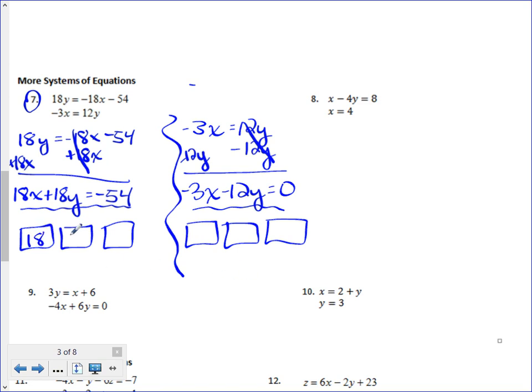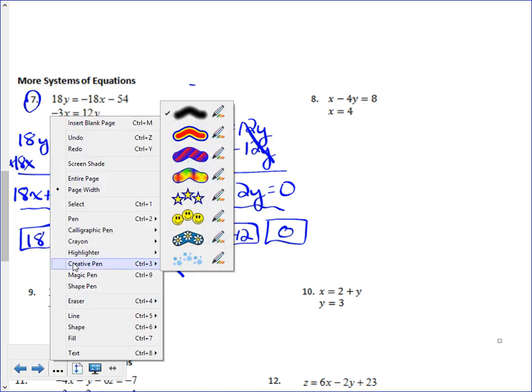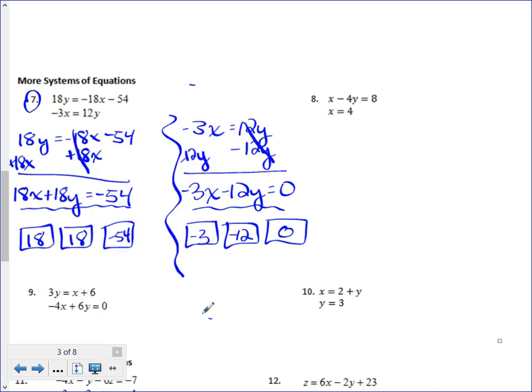-18, -54, -3, -12, 0. So see if you can find that answer. I'll give you about 30 seconds. X, Y, constant, X, Y, constant.